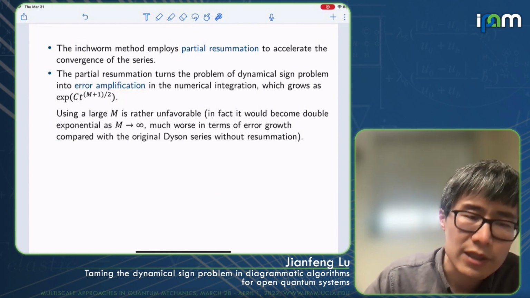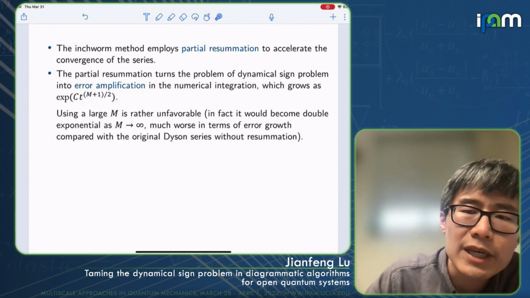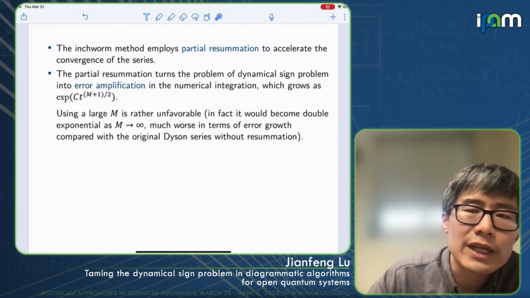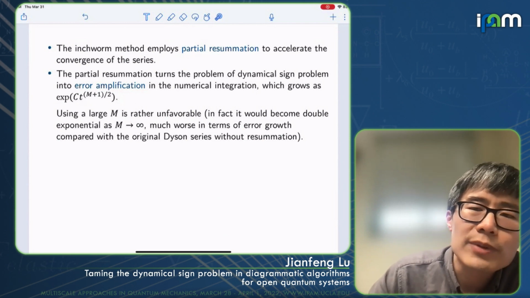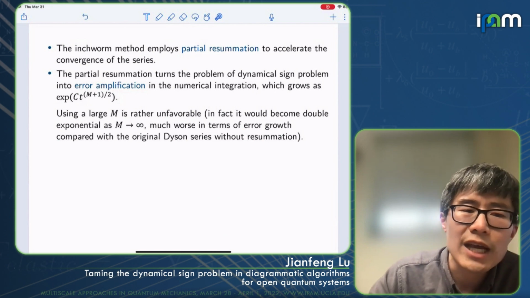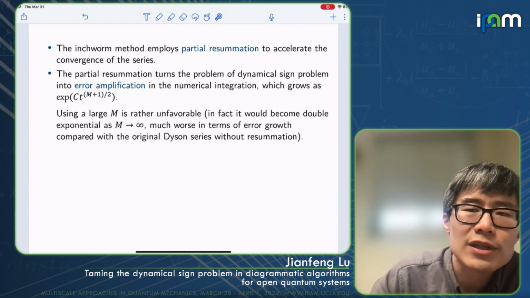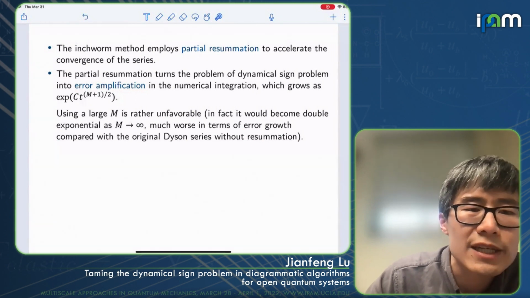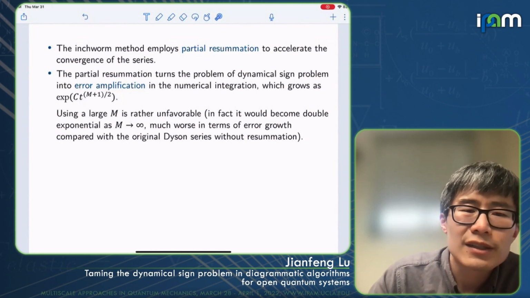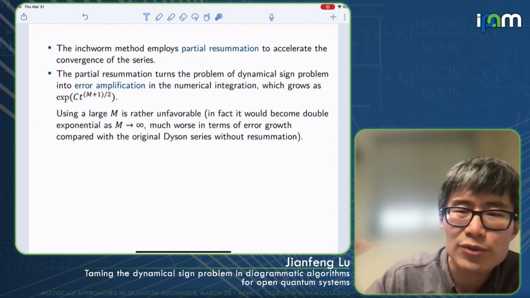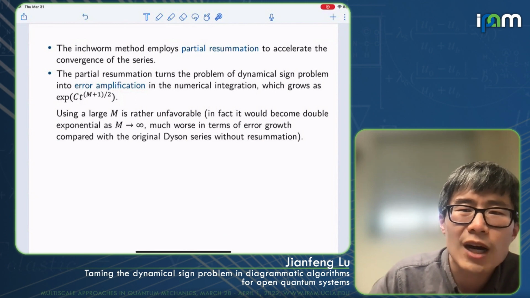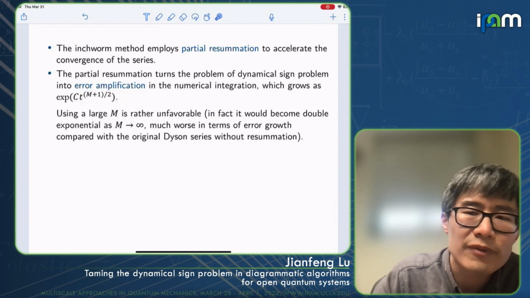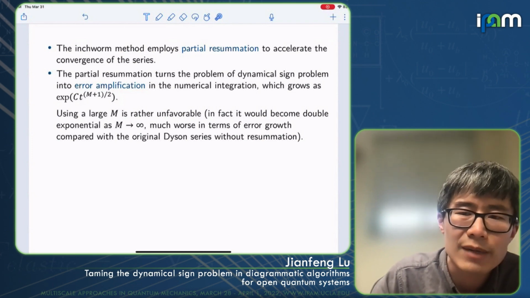In particular, the growth that we can obtain by this numerical scheme is t to the m, so it's related to the truncation order. If you need to use a very large truncation order m, this error amplification is quite unfavorable. And if you do not truncate, it becomes double exponential, which is much worse. So there is a trade-off between error amplification and the dynamical sign problem: if you do the inchworm but keep a very large order, asymptotically the error amplification will overwhelm the dynamical sign problem.